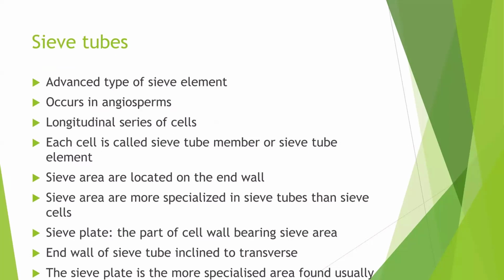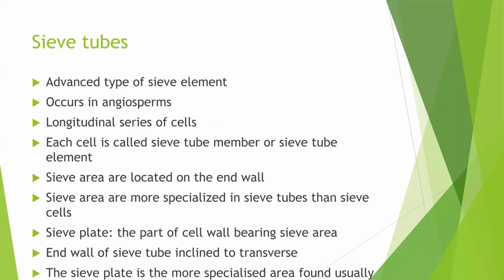Each cell is called a sieve tube member, or sieve tube element, because they are arranged in a series, one by one, in a tube-like manner. Here the sieve areas are seen, and these sieve areas are located on the end walls. Sieve areas are more specialized in the sieve tubes than the sieve cells. The sieve plate is the part of the cell wall bearing the sieve area, and the end walls of the sieve tube are inclined to transverse.